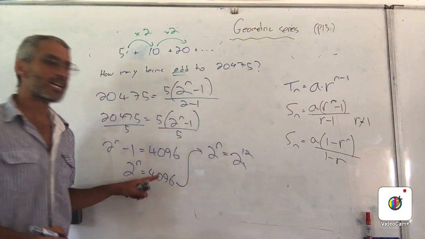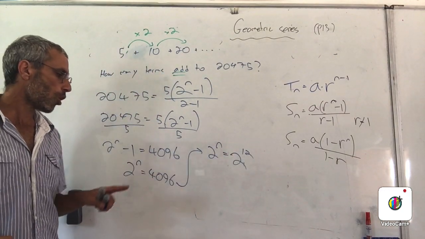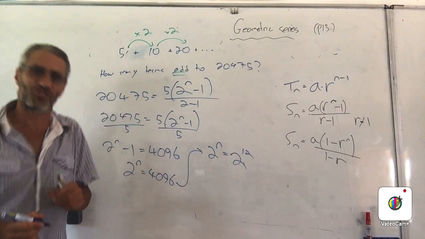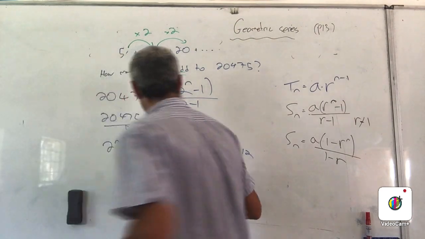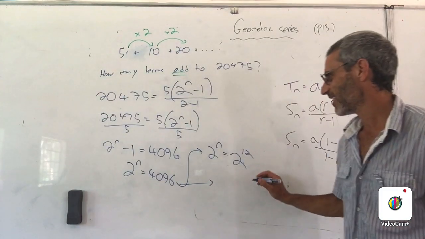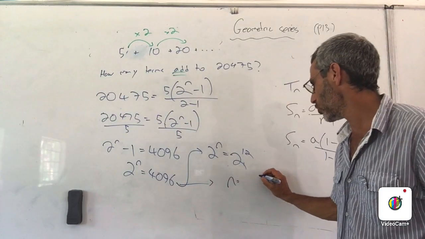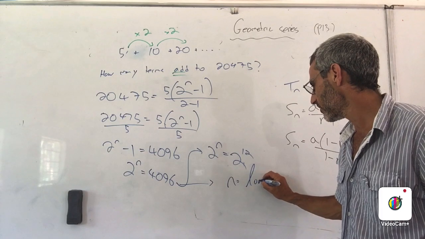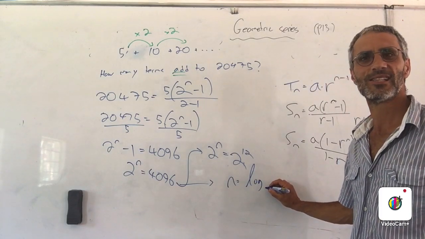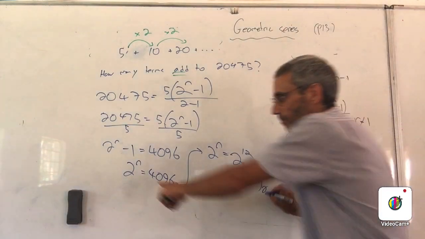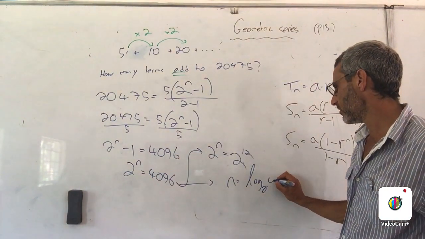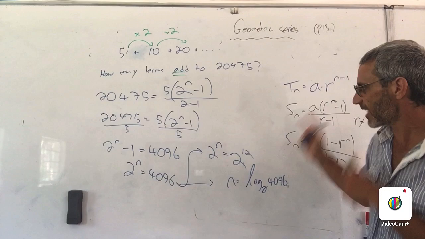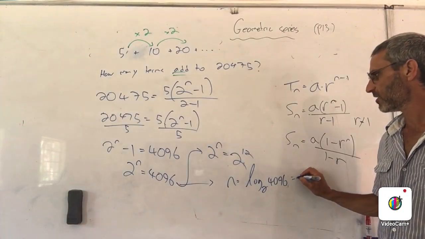You can either use the fact pattern, or if you're feeling like you want to, just try logarithm. Let's see if you remember how to use logarithm here. So n is equal to log. What is the base? The base is 2. The base was 2 here, so it will be the base in the logarithm, of 4,096. You'll get the same thing. You'll get 12.